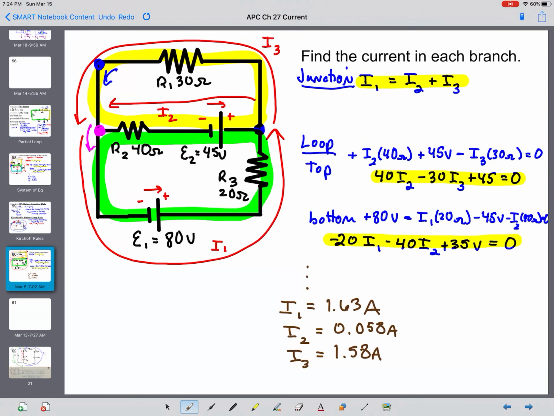If you're going from negative terminal to positive terminal on a battery, that's an increase, so it's positive. On the resistors, if you're going in the direction the current is flowing, it always flows to low potential, so that would be a negative term. If you are going around the circuit against the direction the current flows, then it would be from low to high, so that would be a positive or an increase. Ponder Kirchhoff's rules.